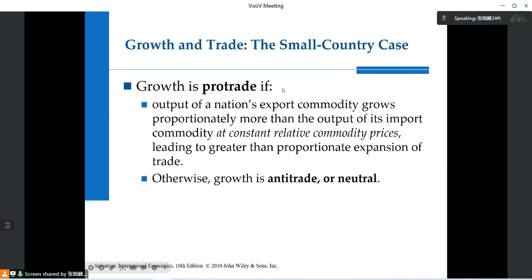Growth is pro-trade if the output of a nation's export commodity grows proportionally more than the output of import commodity at constant relative commodity prices, leading to a greater than proportionate expansion of trade. Otherwise, growth is anti-trade or neutral. Okay, growth is pro-trade. That means export more and import less.